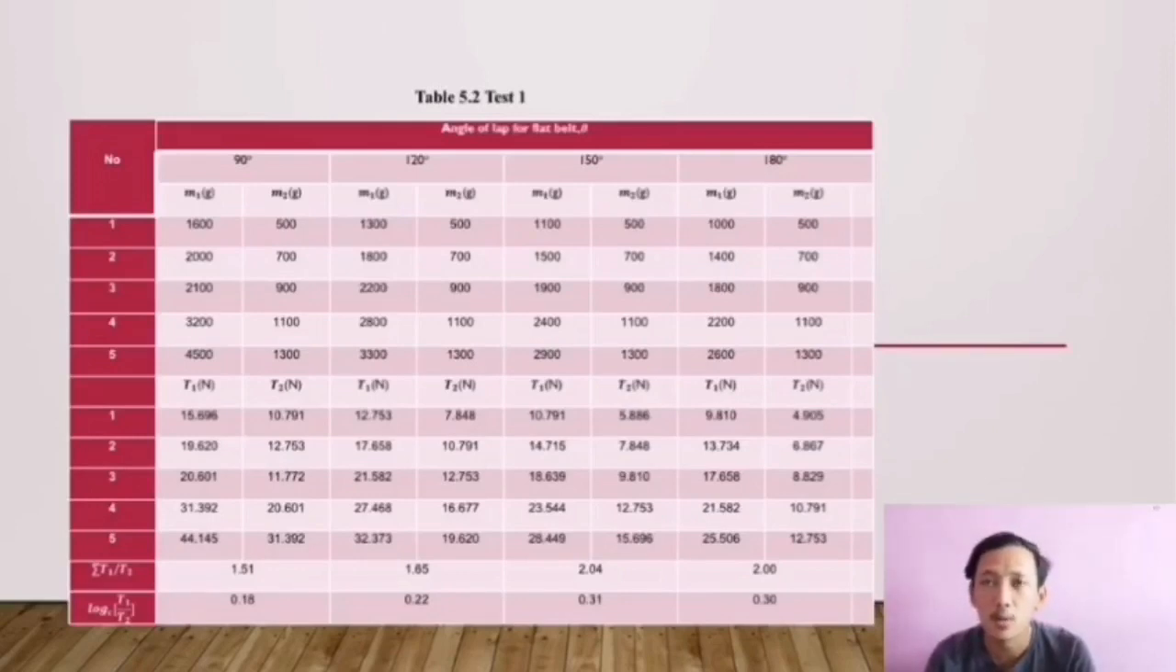The values of T1 and T2 come from the formula, which is T1 equal to M1 times gravitational force, and T2 equal to M2 minus M1 times gravitational force. Then the ratio of T1 over T2 for each angle was determined, and the log of T1 over T2 was calculated from the experiment, and the table is complete.